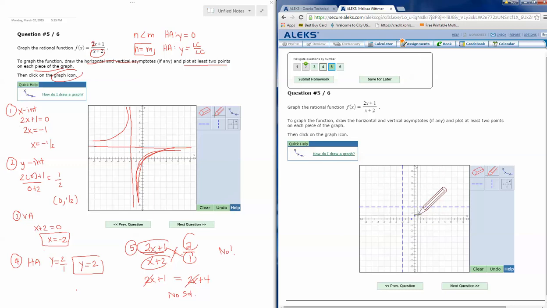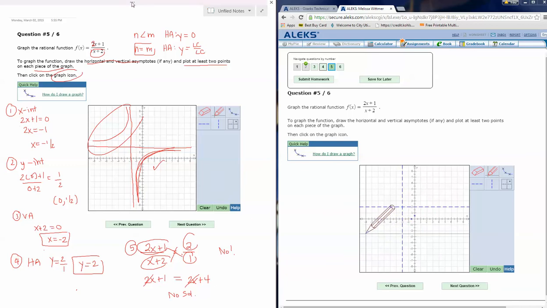Now I've already got 2 points down here, so ALEKS requires us to always plot 2 points for each piece of the graph. So I've got this part taken care of, but this part has no points to plot. So I need to figure out 2 ordered pairs. So if you look at the location of your vertical asymptote at -2, you need to plug in any 2 numbers that are further to the left of it. For instance, I could plug in -3 and -4.